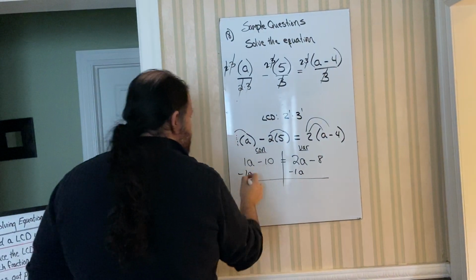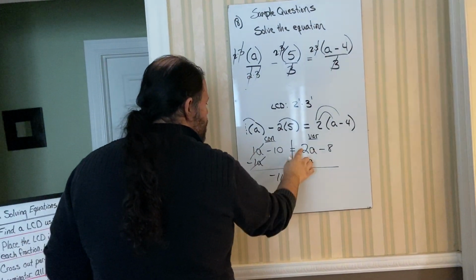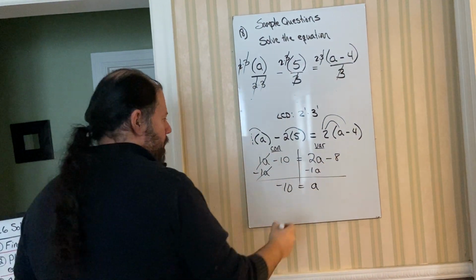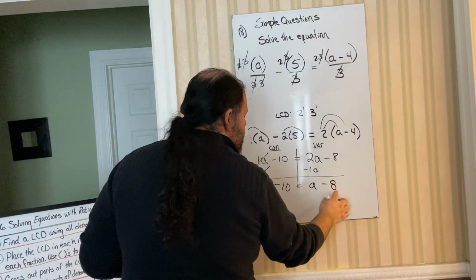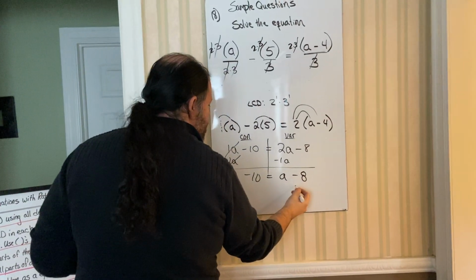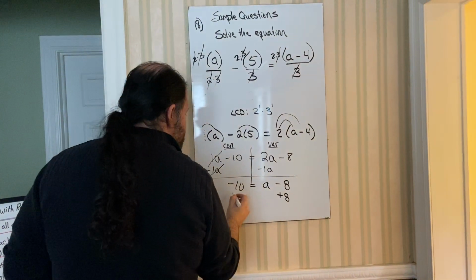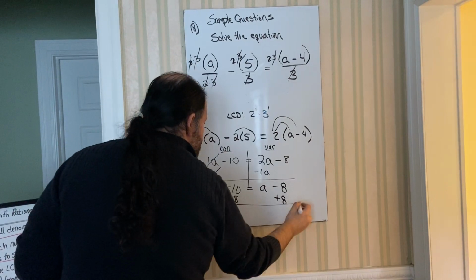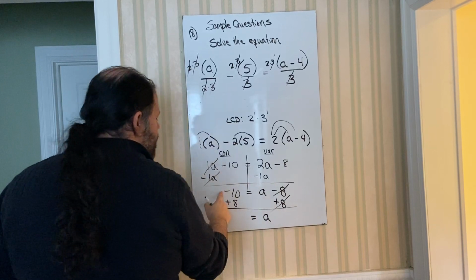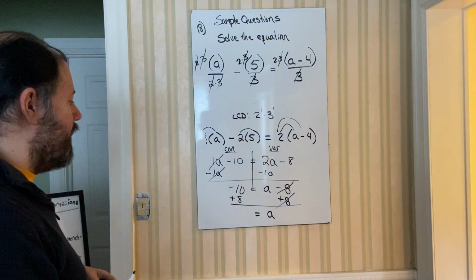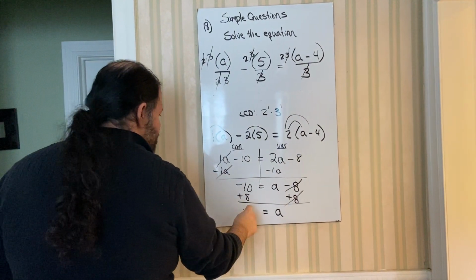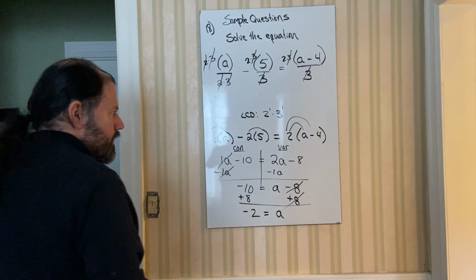Whatever you do to the left, you have to do to the right. So 2a, negative 1a, hopefully you know that's 1a or just a. Now move over this 8. This 8 doesn't belong on the variable side. So the opposite of a negative 8 would be add 8 to both sides. Their inverses, they cancel out. Negative 10 plus 8, you know a negative and a positive, you have to subtract, so that we're going to get a negative 2.